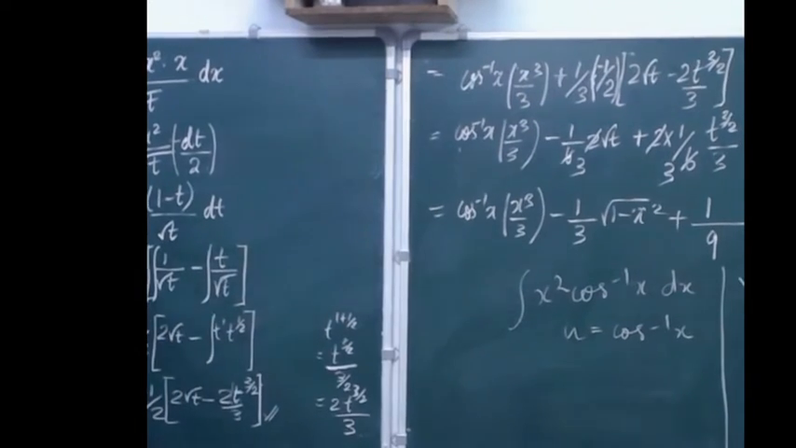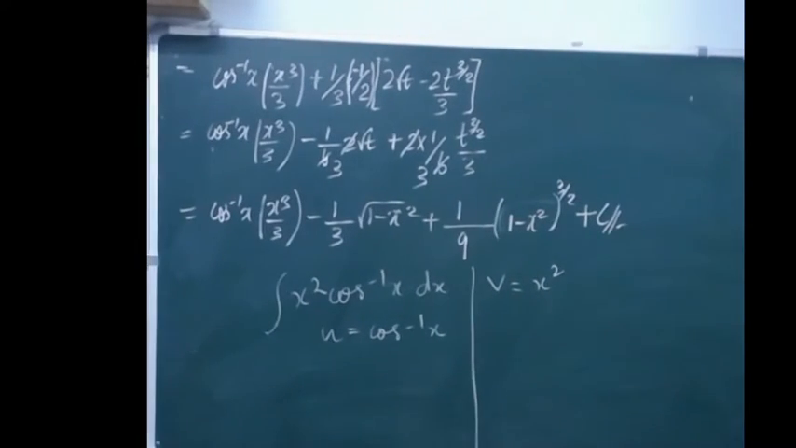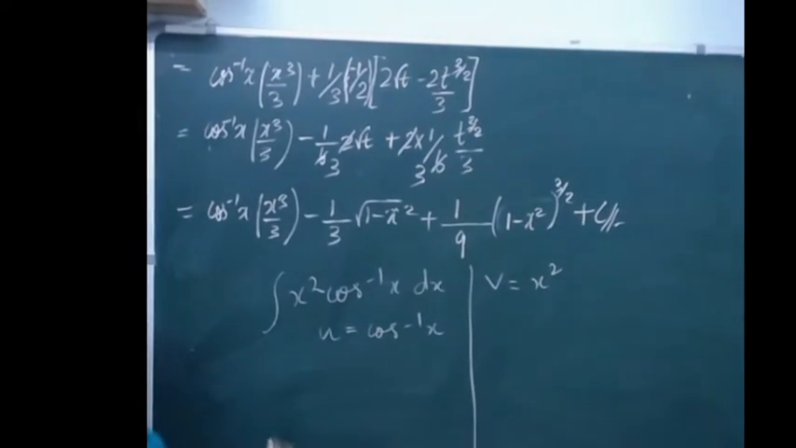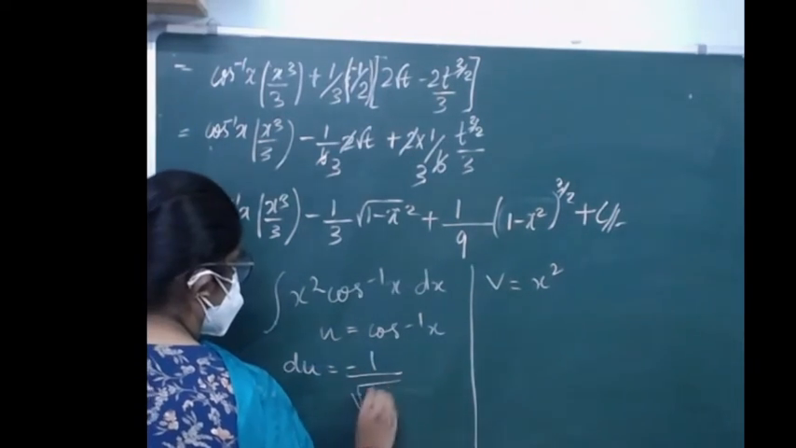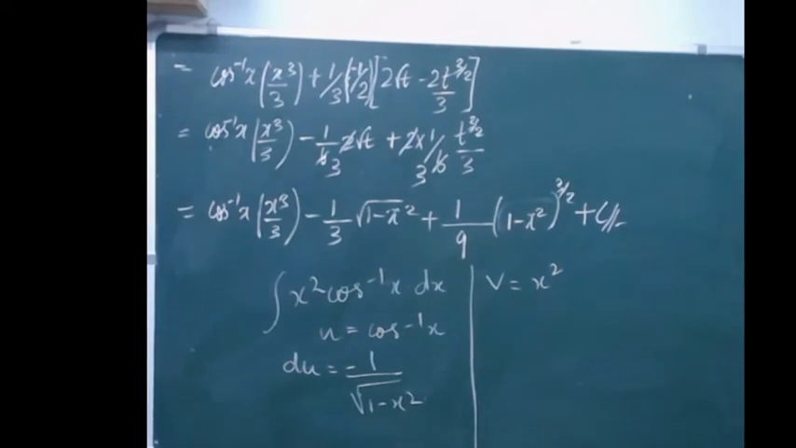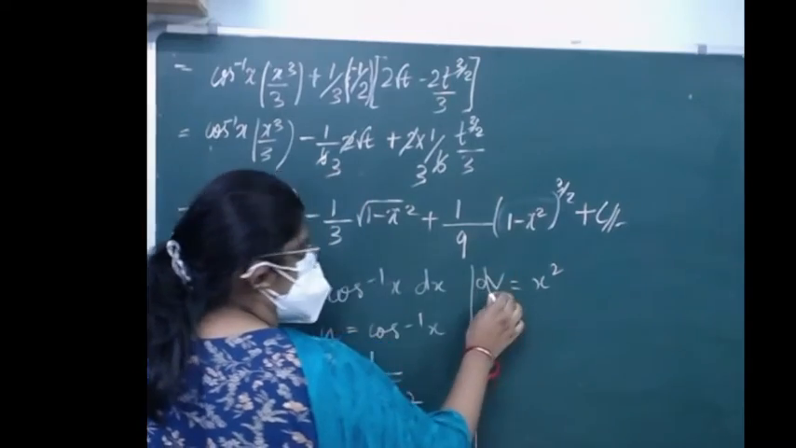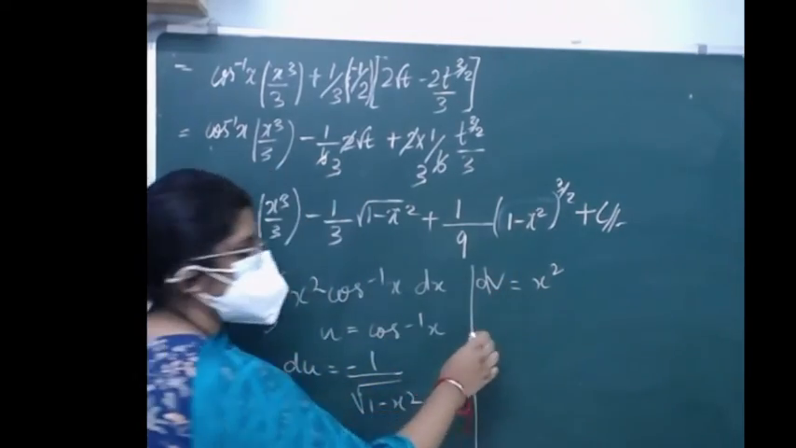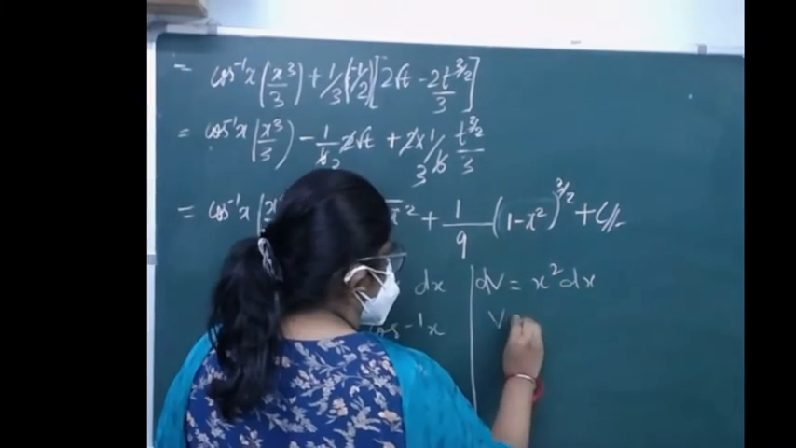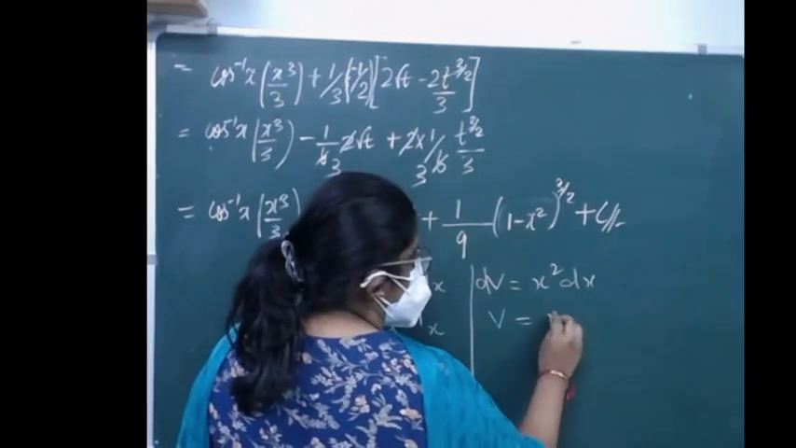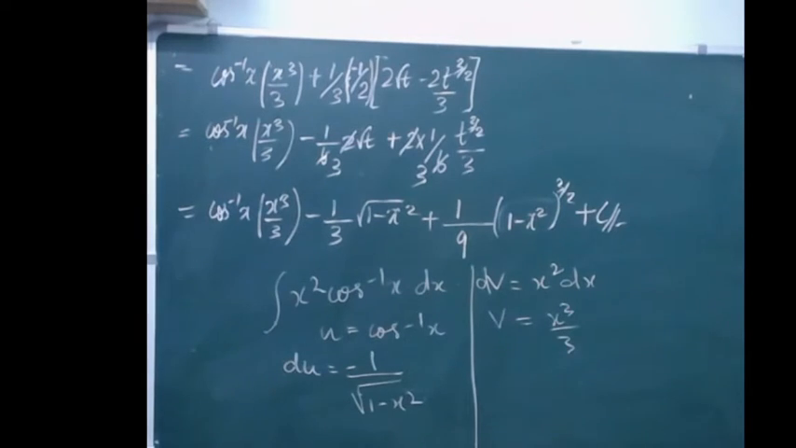So in this case we are differentiating u, is it not? Yes, sir. Okay, so proceed. So du is equal to minus 1 by root of 1 minus x square. And what about the v integration? We integrate dv, which has to be taken as x square dx. If we integrate this, we will get v, which is x cube divided by 3.